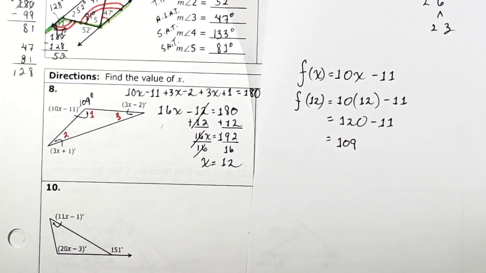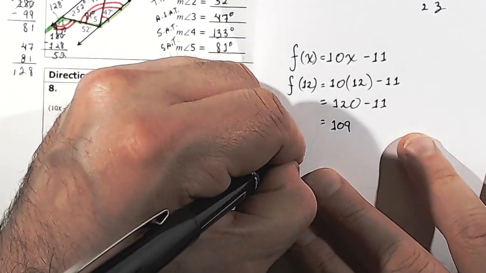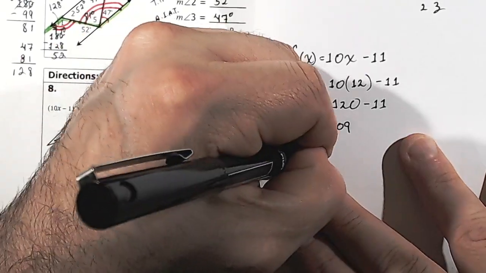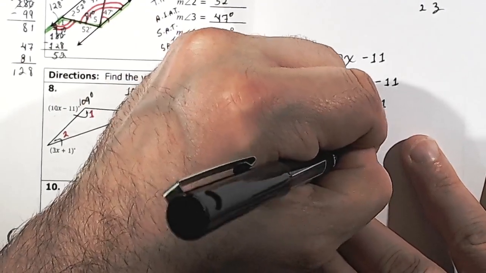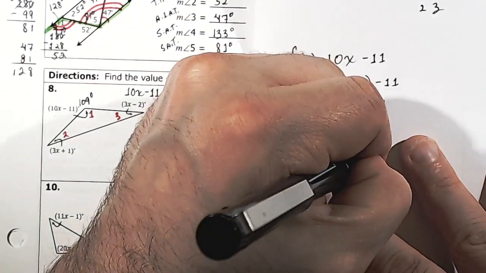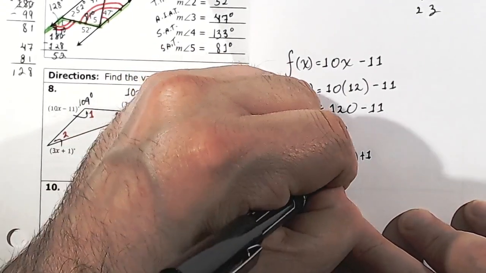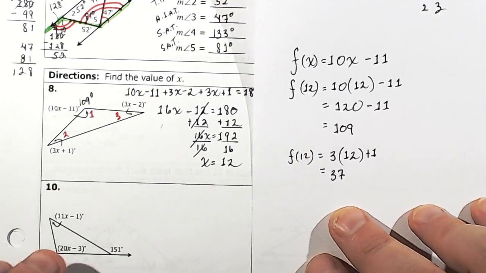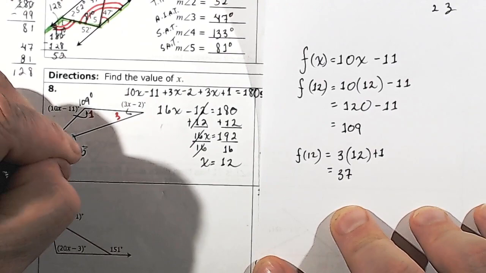We just need to find one more, and then we can use the triangle angle sum theorem to find the other angle. Let's do this one. So I'll say f of 12 equals 3 times 12 plus 1. Well, 3 times 12 is 36, plus 1 is 37. See that? So now I know this angle 2 right here equals 37 degrees.